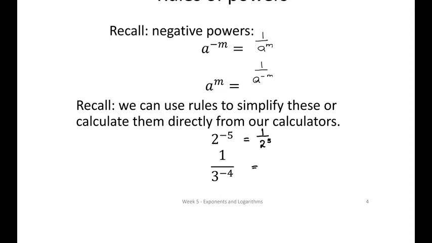1 over 3 to the negative 4 is an example of that one. So it becomes 3 to the power of 4, and it may or may not be important to work out the actual number.